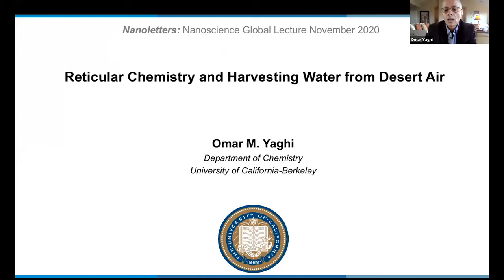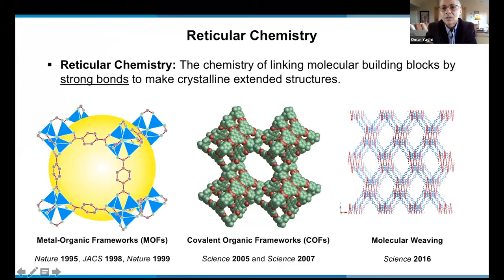So, you know, chemists are very much used to dealing with atoms and molecules, and we've developed ways of precisely designing them, but in terms of linking molecules to make extended structures and materials, this precision has not really been done until the advent of reticular chemistry, which I define as the chemistry of linking molecular building blocks through strong bonds to make crystalline extended structures.